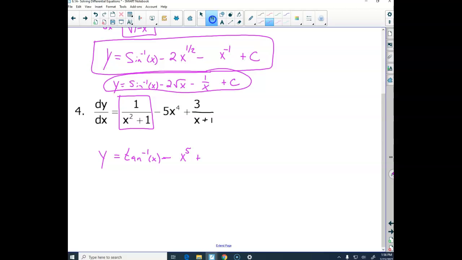Plus what? Well, hey, check it out. This is really an x to the 0. Notice these are 1 off. That's a 1 there. Okay, so this is really going to turn into a 3 ln x plus 1, and then there's my constant. Okay. Whoa, how did you get that? Well, when I'm thinking about this, this is going to be 3 times the derivative of my business over my business, which is 3 over x plus 1.